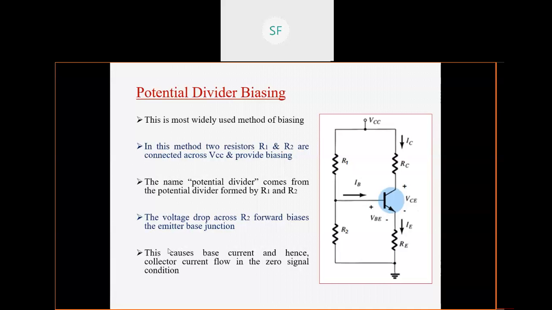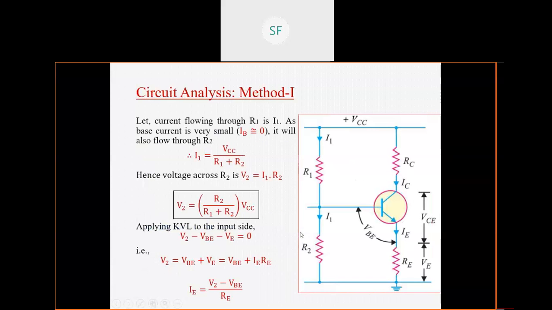We have also seen that we require this particular voltage, the voltage dropped across R2. It is important. Why is it important? Because the voltage across R2 is giving forward bias to the transistor. It is the forward biasing voltage given to the transistor. So we will see the specifics related to this in today's lecture.